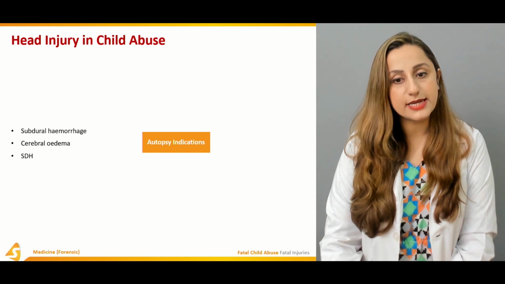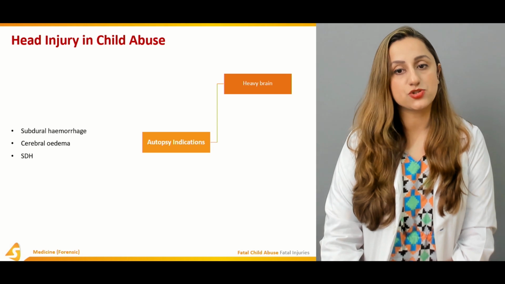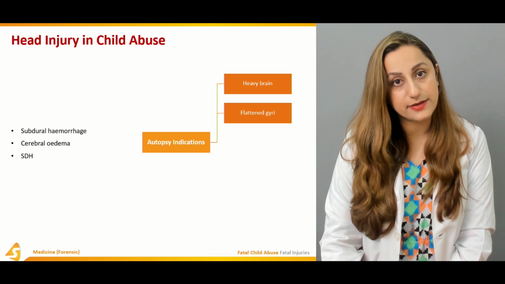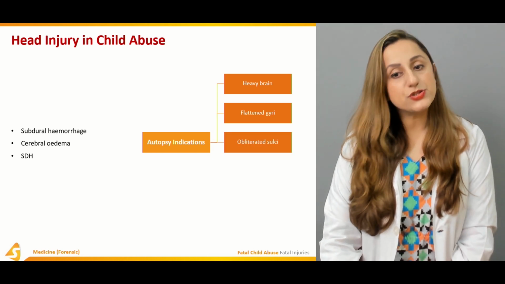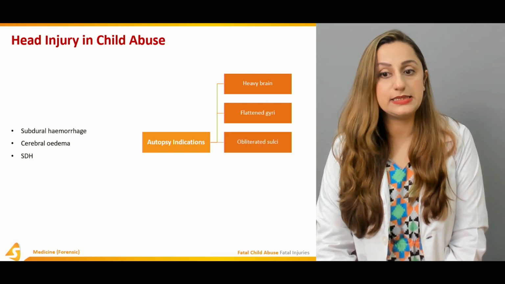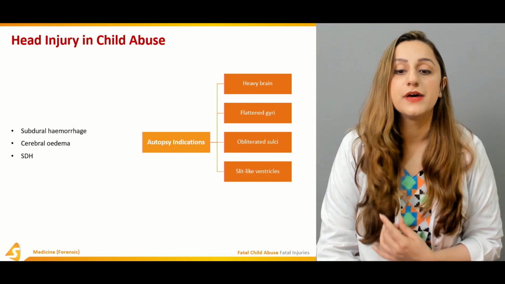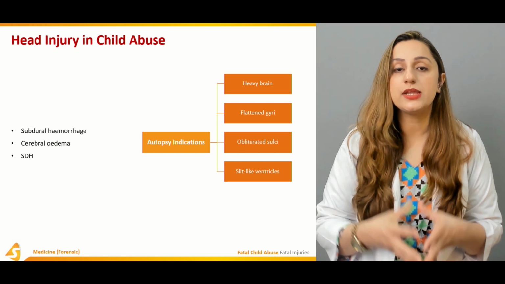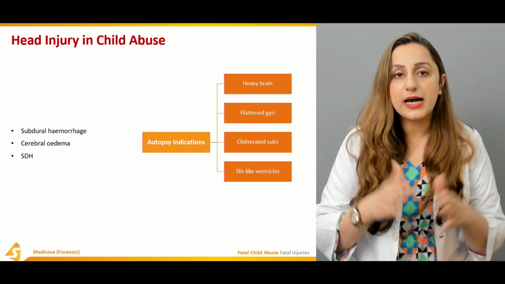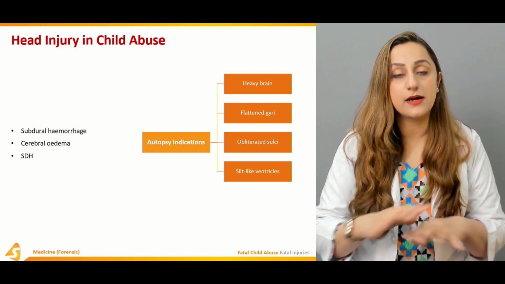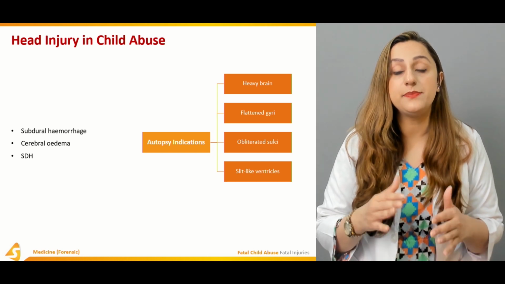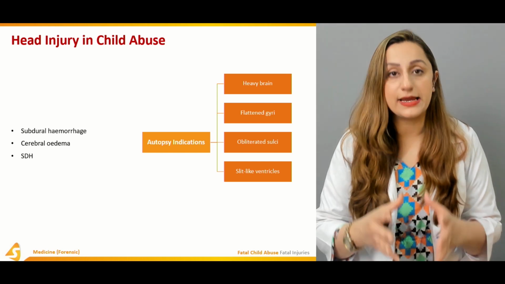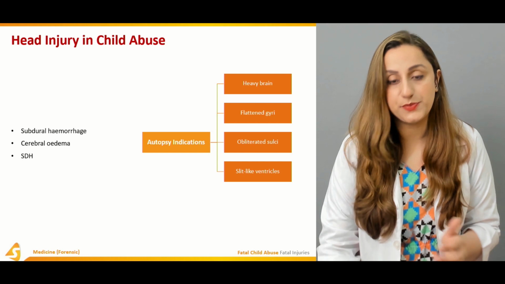Now, the autopsy indications that can basically refer to such kind of abuse are the heavy brain, of course. Then we can have flattened gyri in a lot of cases. Obliterated sulci are also present in these cases, and then we can have the slit-like ventricles. They are found due to increased pressure, due to the blood around the brain that can cause flattening of the ventricles and flattening of the sulci and the gyri of the brain as well.